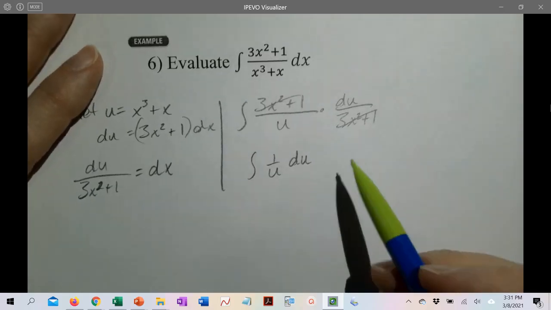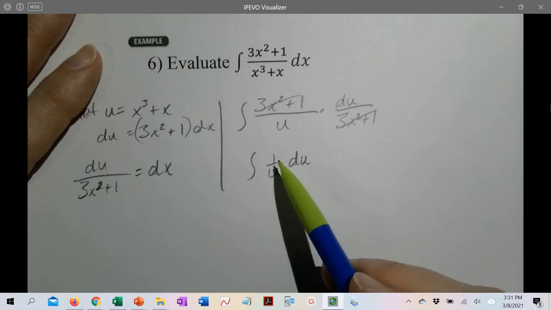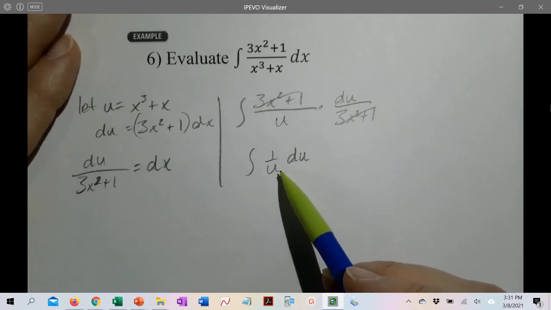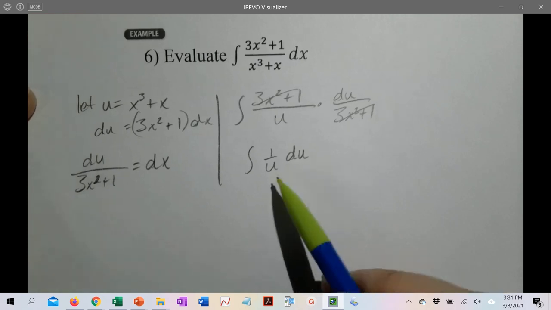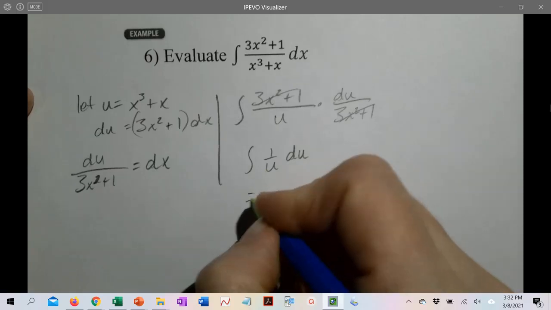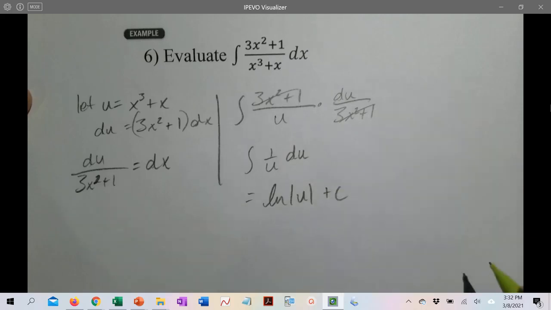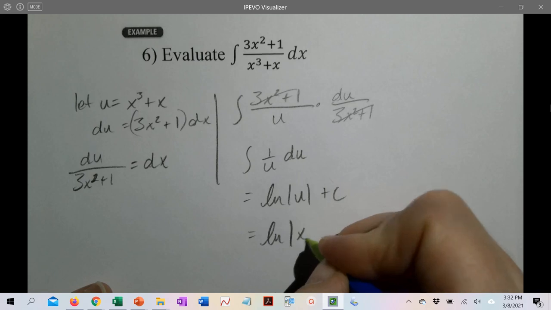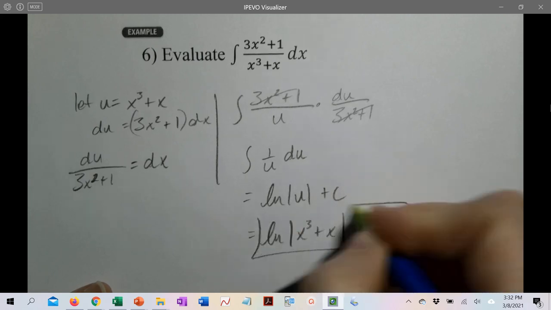Now, I did this problem on purpose because these are cases where students always want to call that u to the negative 1 and then use the power rule. But remember, you end up with 0 with the power rule, so that's a clue. It's a big red flag that you can't do the power rule with this. You have to remember that the antiderivative of 1 over u is the natural log of the absolute value of u plus c. And then we back substitute, natural log, absolute value, x cubed plus x plus c.